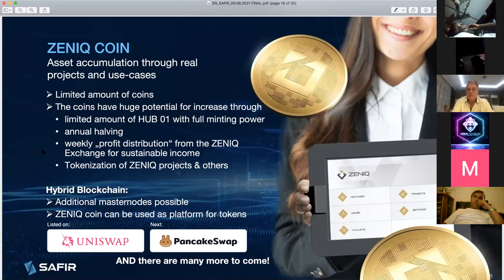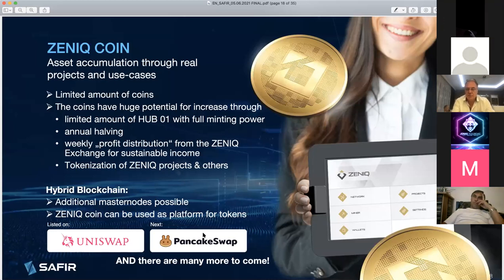Each and every hub also has the master node that produces a weekly profit distribution for you, and that also creates a passive income stream. It's connected directly to the tokenization projects that bring an underlying value to the whole concept. Listed already on the open market on Uniswap. The next listing, within the next 1 to 2 months, will be on PancakeSwap. And by end of the year, we also release the ZENIQ decentralized exchange.